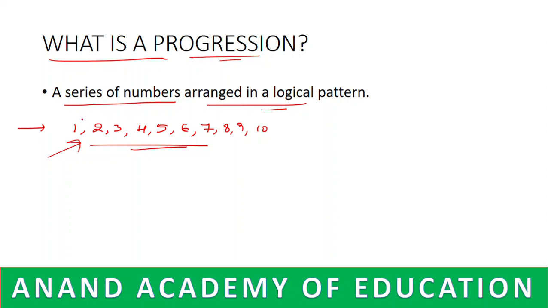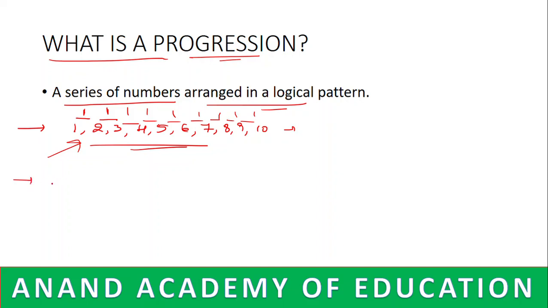For example, the difference between the first term and second term is 1. The difference between the second term and third term is 1. The difference between the third and fourth term is 1. Similarly, the difference between every term and its next term is 1. So all these terms in this series follow a specific pattern. We call such a series which follows a specific pattern a progression.